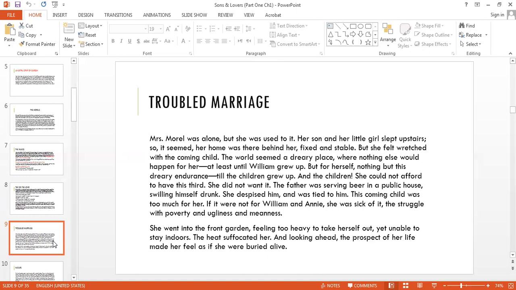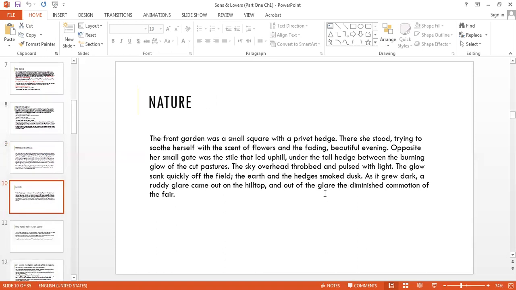So, of course, we have nature here because she's suffocated from home. We see her, she went into the front garden, feeling heavy to take herself out, yet unable to stay indoors. The heart suffocated her. Okay, she feels as if she were buried alive. Now, Lawrence here describes in full details the landscape, the garden that she spends the time here. It was beautiful with flowers.